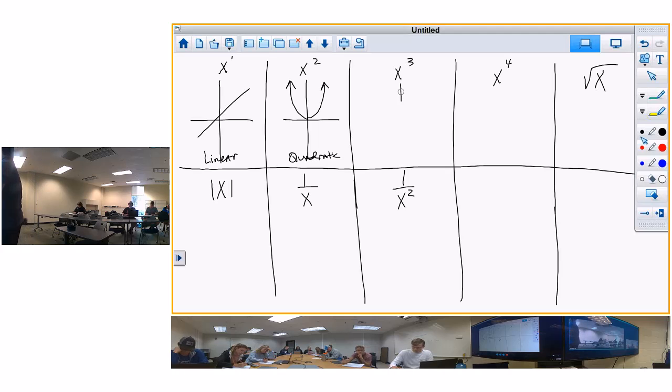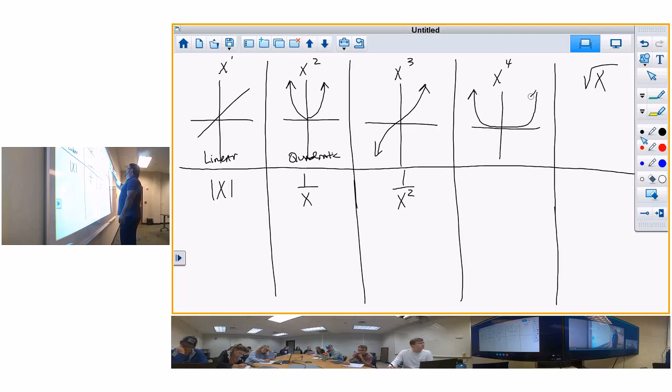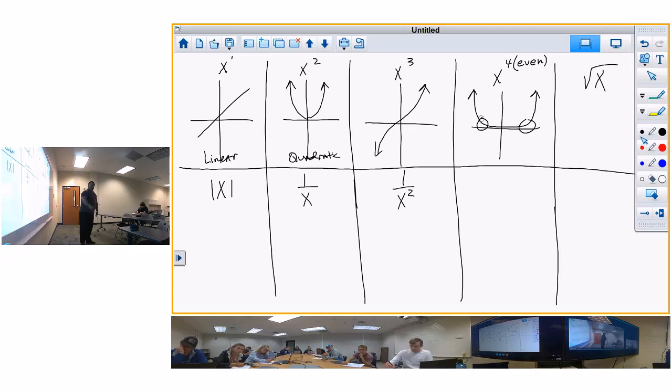X cubed. X to the 4th. This is where you get into the quartic sections. They look like a parabola. It's an even exponent. The even exponent squares out the bottom. If it's x to the 6th, it'll be more squared out. If it's x to the 8th, it'll be even more squared out. Square root of x, that's a swoosh.